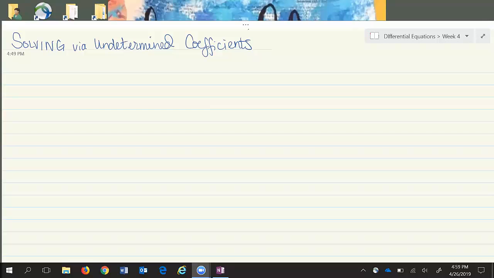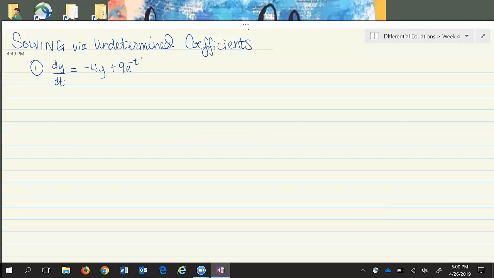And we're going to talk about solving linear equations via the undetermined coefficients method. So this is example 1 on the list of sample problems I included: dy/dt equals negative 4y plus 9e to the negative t.